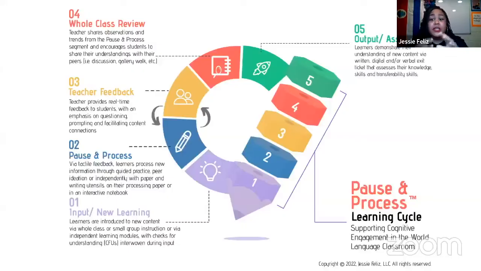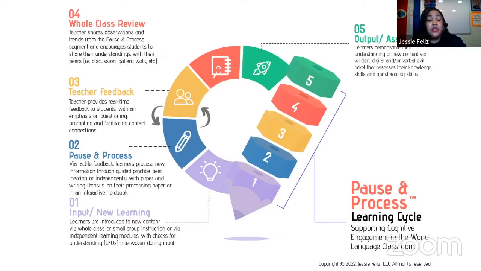So this is an overview of the pause and process learning cycle. And I love referring to this, coming back to this, holding myself accountable to this. So step one, we know there's always the input of new introduction. This may be your students independently working on a Duolingo app.